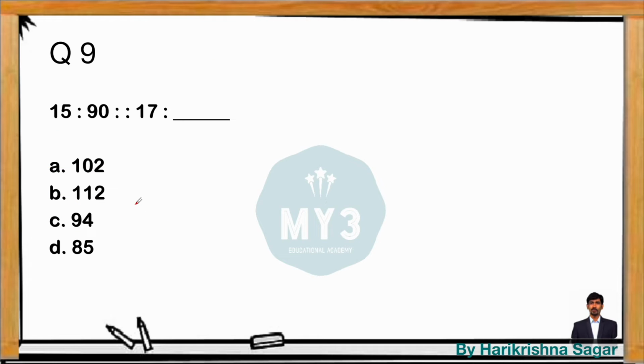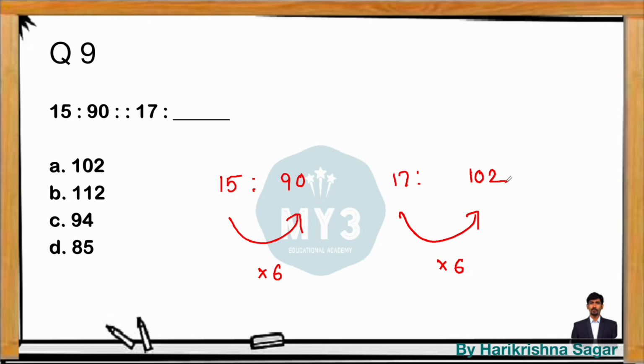15 is 90. Then 17 will be what? 15 is 90. What is the relation? In the 15 table you will see 90. 15 into 6 is 90. In a similar way, 17 into 6 should be your answer. 17 into 6 is 102. It is available as A. Mark it as the answer.